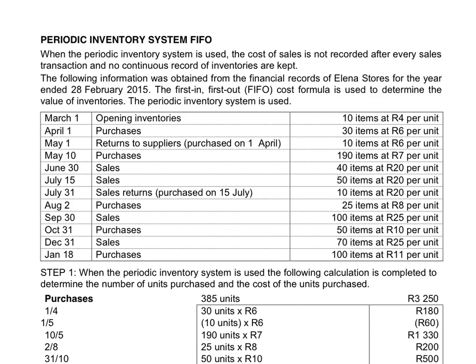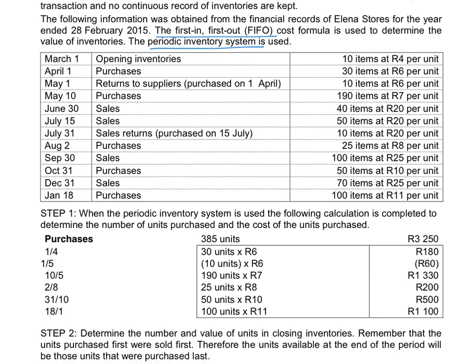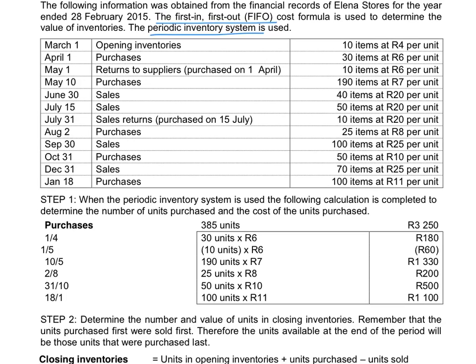The following information was obtained from the financial records. The first in, first out method is used, and they use the periodic inventory system. So if I look at the information provided, they give me opening inventory, and then they give me the purchases. So I'm going to record all the purchases so that we can see what our total purchases are.